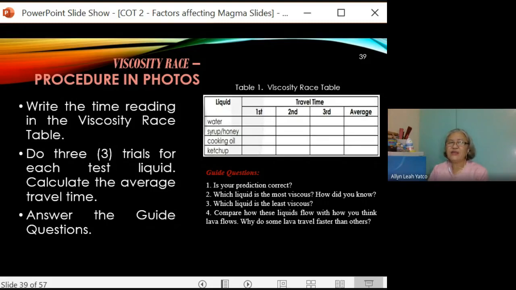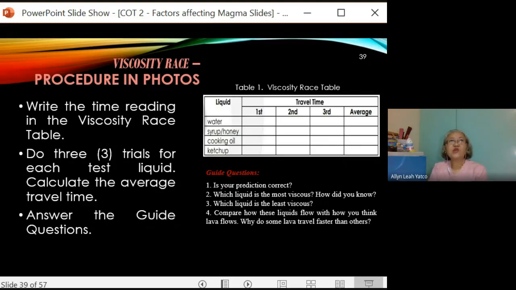What does it mean when it is most viscous? Pinakamalapot. So how do you know that that liquid is the most viscous? Number 3, which liquid is the least viscous? So in this case, the liquid that is the pinaka-malabnaw. Then number 4, compare how these liquids flow with how you think lava flows.